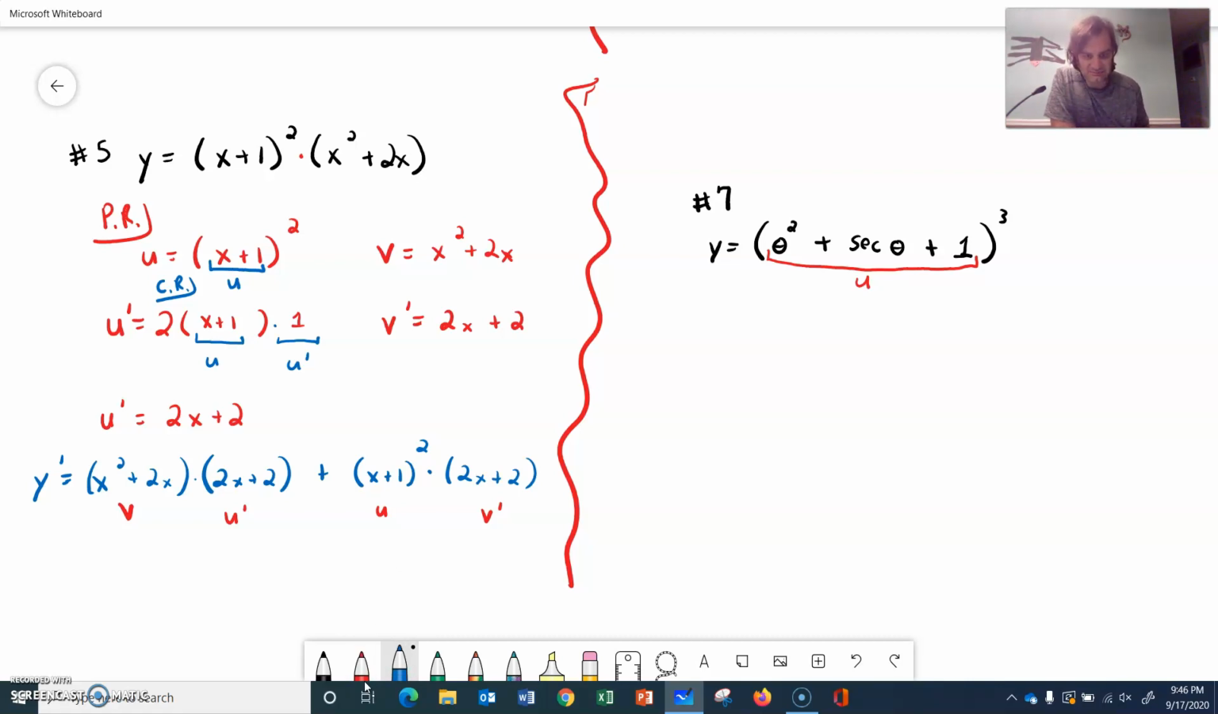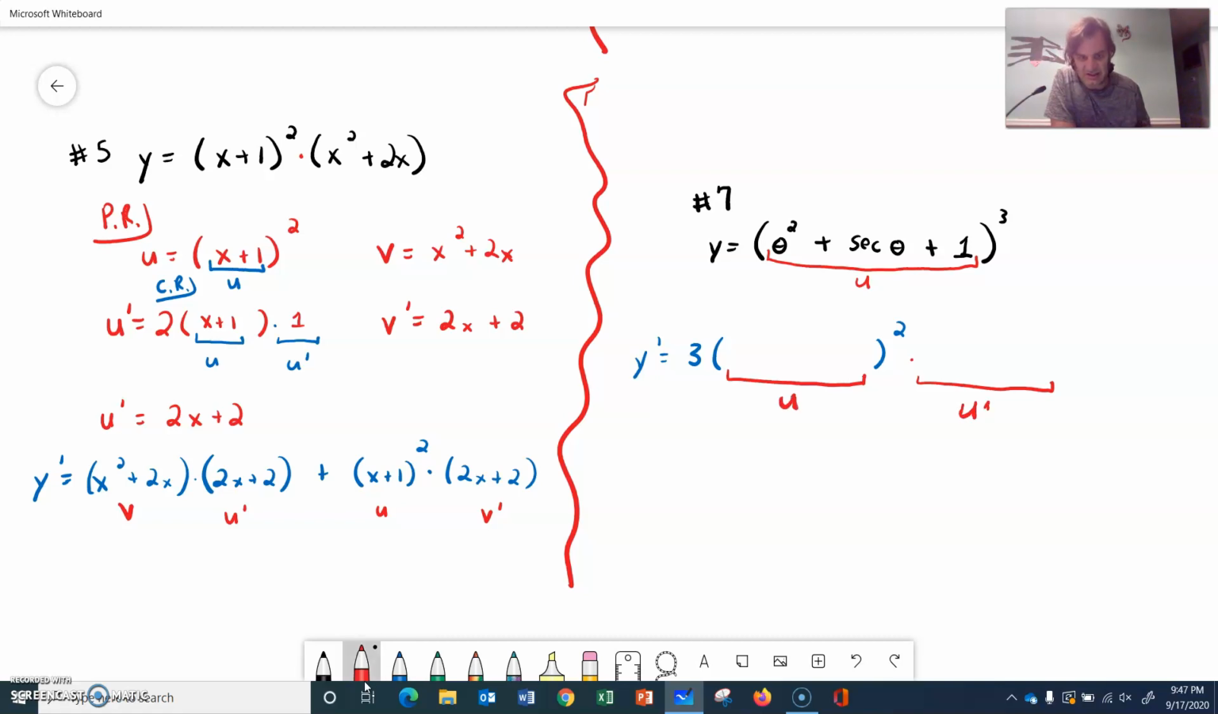We've got y prime will be 3 from the power rule times something squared. Okay, and that something inside will be u. I hope I left enough room. And on the outside we will have the derivative of u, and we may or may not clean up depending on how it looks.